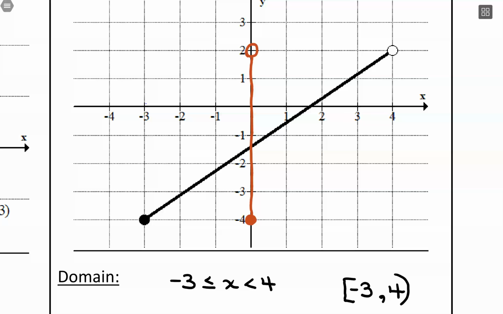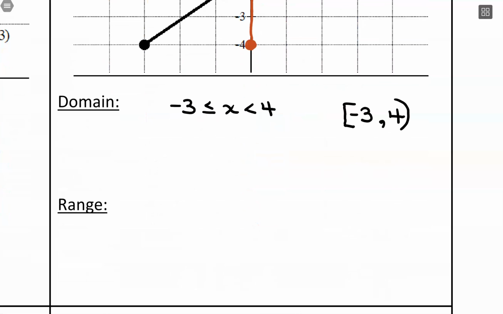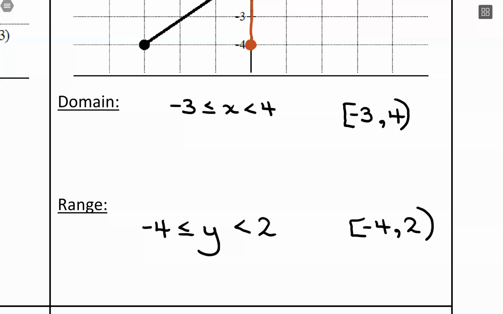So with this one, we have equality at -4, and then it goes up to +2, but does not include +2. So what that would look like is it starts at -4 is less than or equal to y is less than +2. Or in interval notation, -4 up to +2, but parentheses, because we don't have equality there.